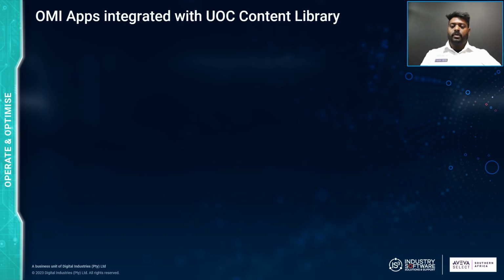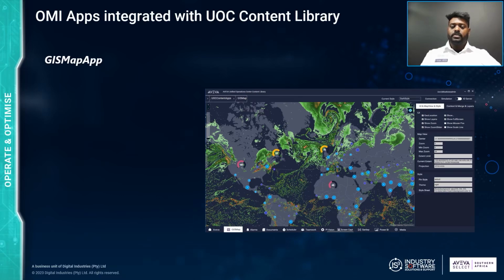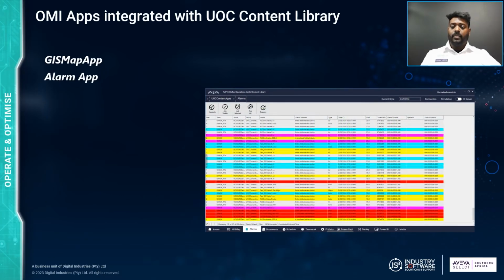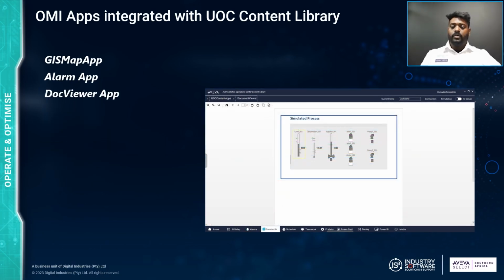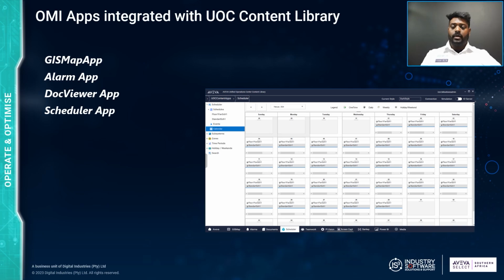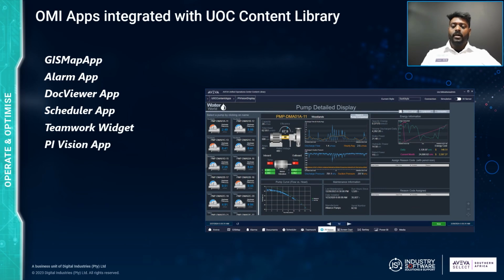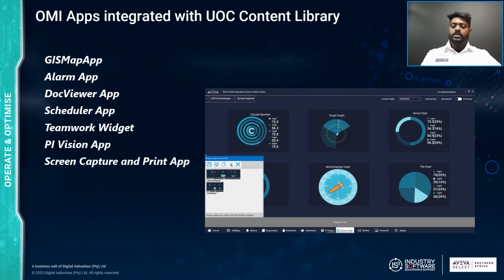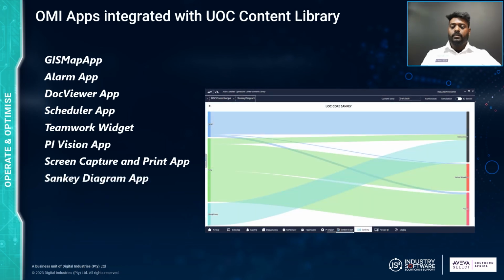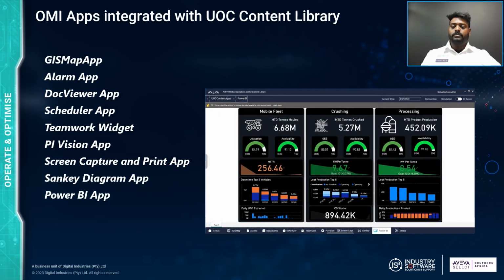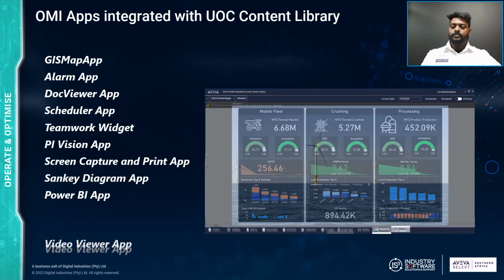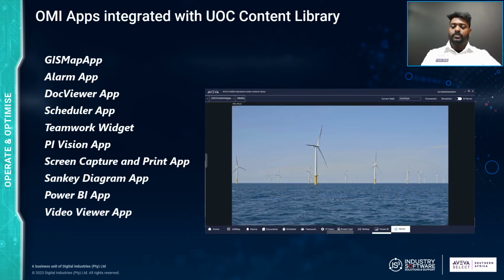Let's look at some of the AVEVA products that are integrated with the UOC Content Library. We have the GIS Map app. We have the Alarm app. We have the Doc Viewer app. We have the Scheduler app. We have the Teamwork widget, the Pi Vision app, the Screen Capture and Print app. We have the Sankey Diagram app. We have the Power BI app. And we have the Video Viewer app. We also have this Density Chart widget and the Navigation app.